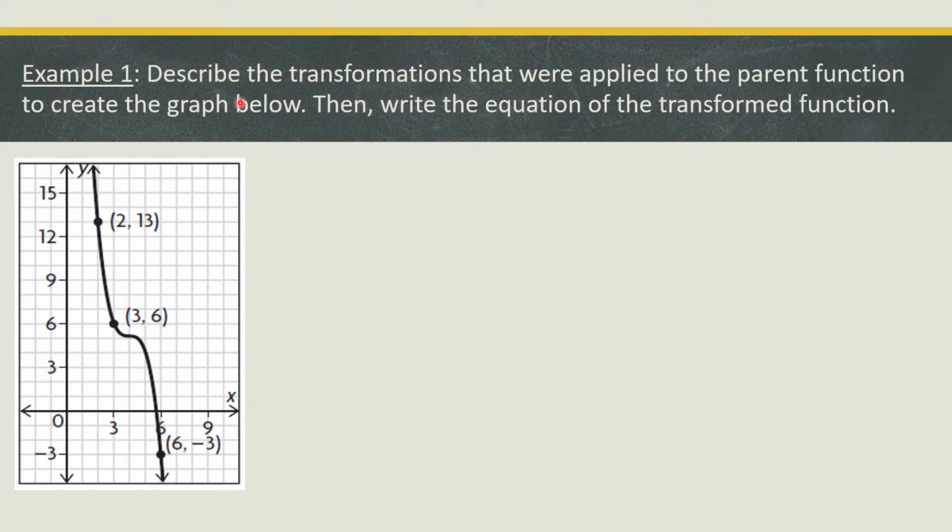Example 1. Describe the transformations that were applied to the parent function to create the graph below. Then write the equation of the transformed function. So since today's title is only cubics and quartics, you should be able to tell by looking at this that the parent function was a cubic. So we don't need to, but let's just draw the cubic function on there. The cubic function has a vertex at 0, 0.